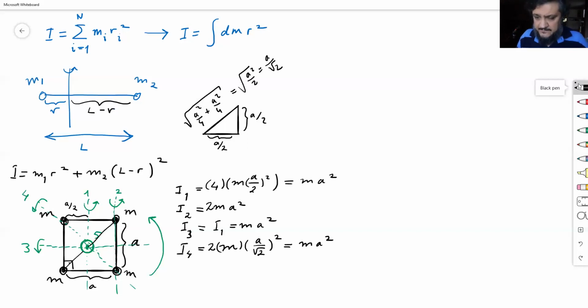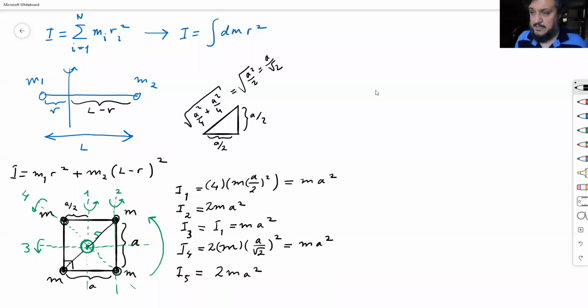Okay. And then for I5, we have all four masses contribute this way. So just add two more, and then you get to a squared. So these are the moment of inertia for this setting. Okay, so how about some mass distributions?